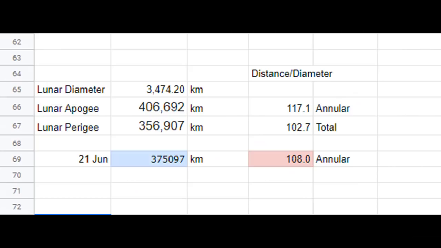And if we look at the ratio of lunar distance to lunar diameter, we see that the ratio for an eclipse just a few days ago on the 21st of June 2020 was right on the cusp of being a total eclipse. And it is easy to see that at apogee you will only get an annular eclipse, and at perigee you will only see a total eclipse at some point on the planet.